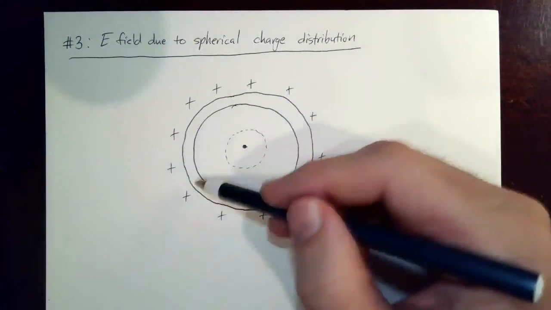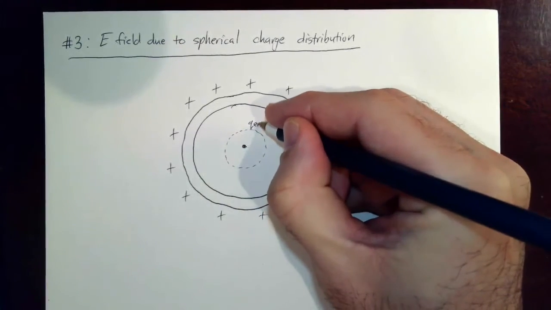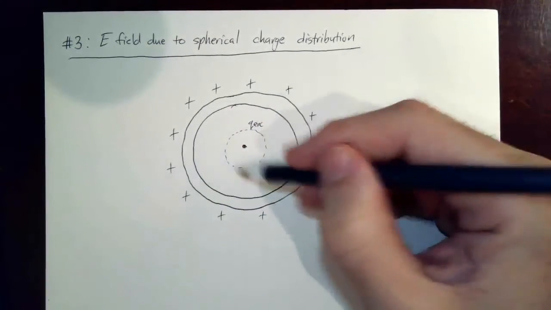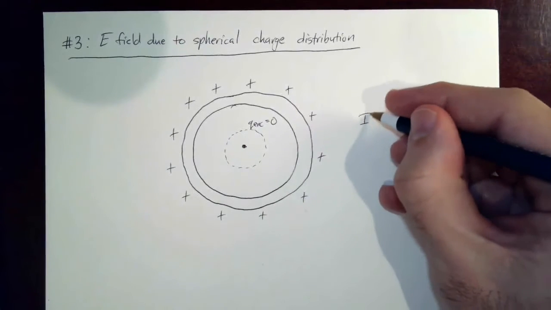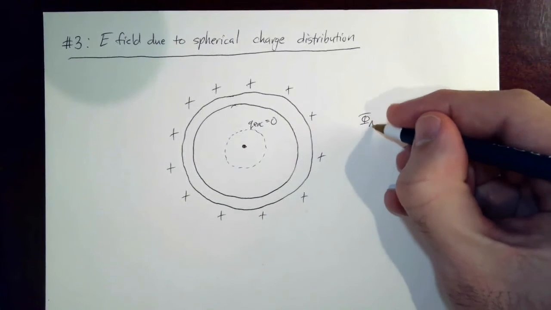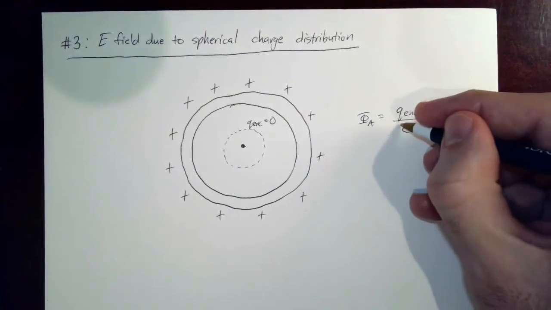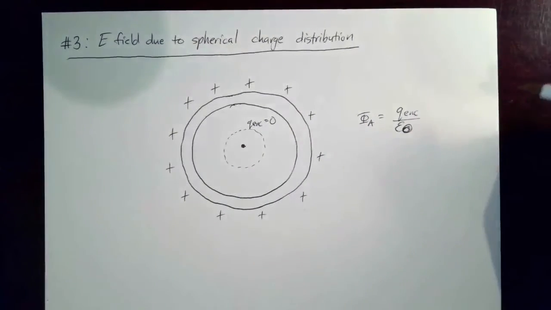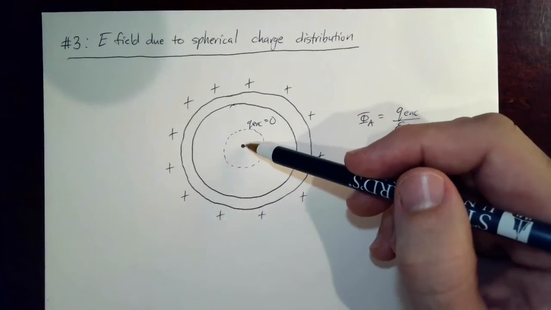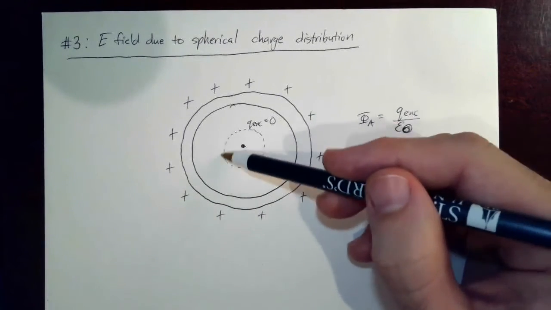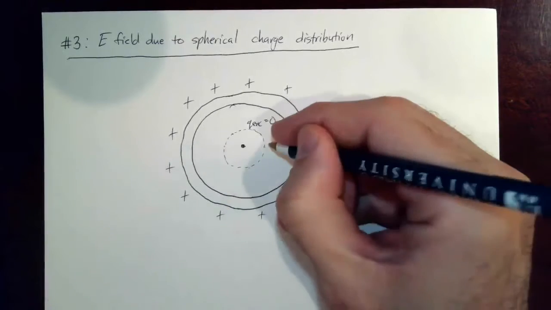Now, this is a hollow sphere. So the charge enclosed by this Gaussian surface is 0. And if the charge enclosed is 0, then the flux through the surface must be 0. So A is definitely not 0 on my surface, so E must be 0. So everywhere along this surface, E is 0.